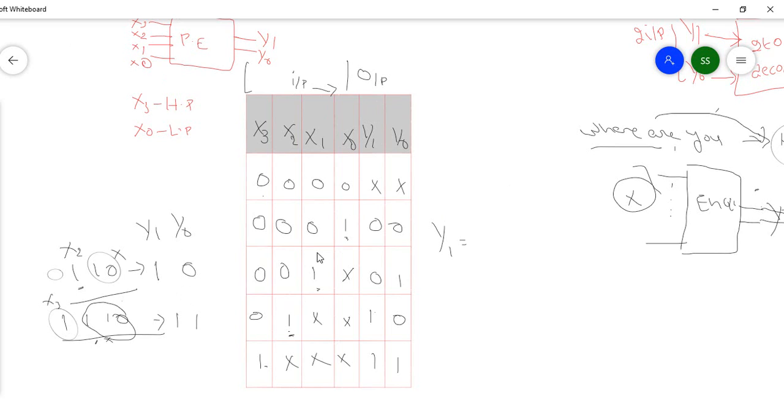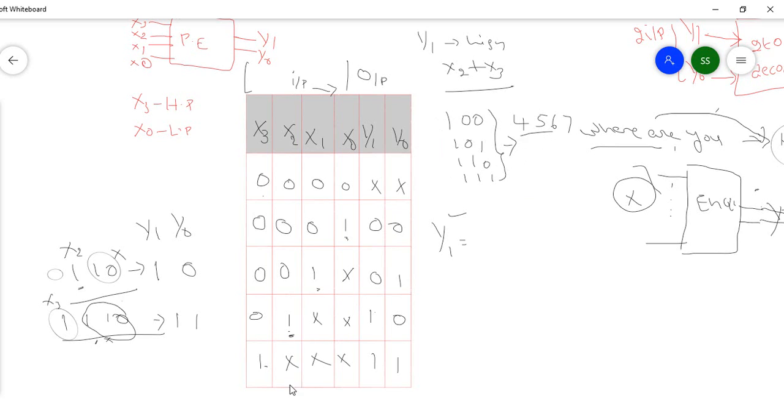We are done with the truth table. Now we have to do the equations. So what is the y1 equation? When y1 is high, the meaning is x2 is 1, and all the don't cares mean that when x2 is high, many combinations are possible. It may be 100, or 101, or 110, or 111. So in all these combinations your y1 is high. So it is high for 4, 5, 6, and 7. Okay, this is one.